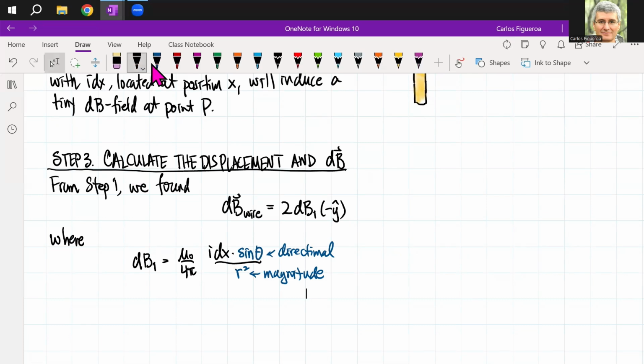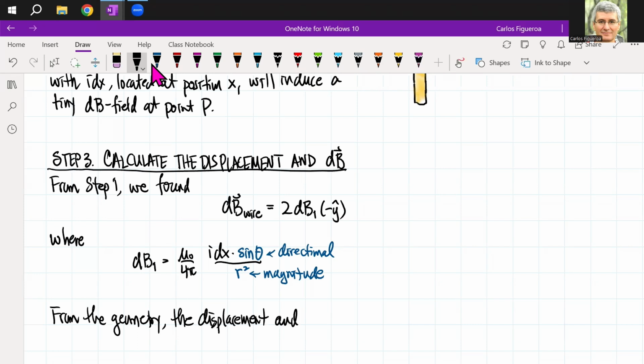So let's go look at the details of that thing. From the geometry, the displacement and directional must be calculated.